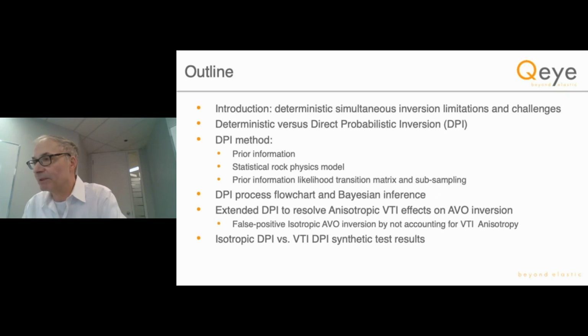We'll finish that portion with a DPI process flow chart and look at the Bayesian inference that's used to actually run this probabilistic inversion. And in the last third of the presentation will be the new flavor, if you like, or the new extended version of DPI, which is trying to incorporate and resolve issues to do with anisotropic effects on standard AVO inversion. And I'll show some examples of how this creates false positives in isotropic inversion results by not accounting for the anisotropy. And then the last part of the presentation will include a proof of concept, a synthetic test result comparing isotropic DPI and VTI DPI.